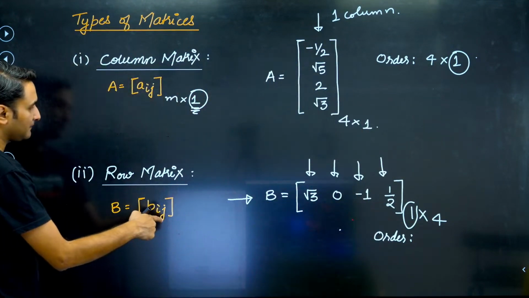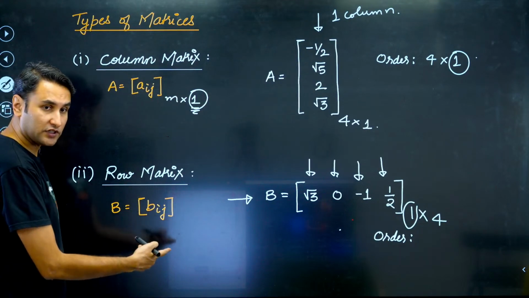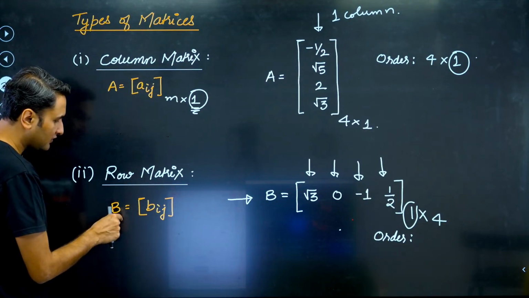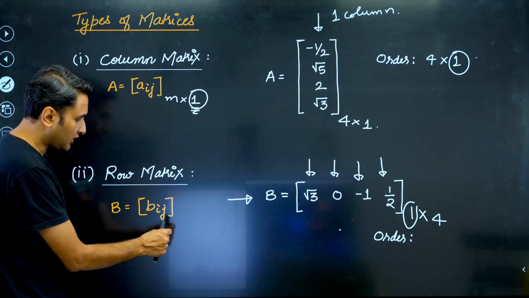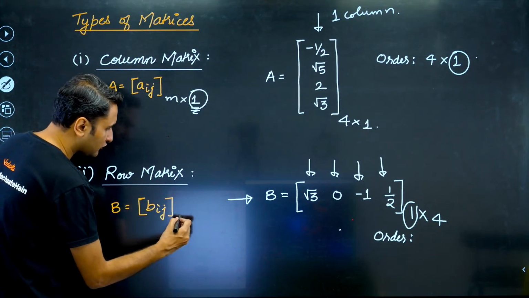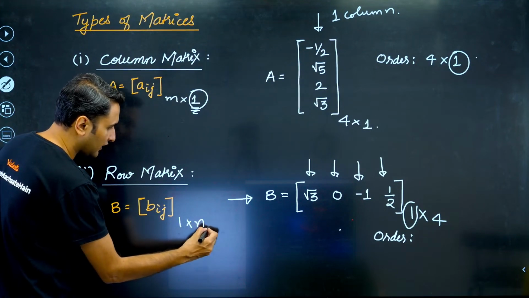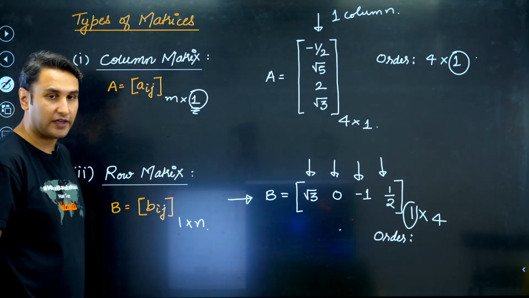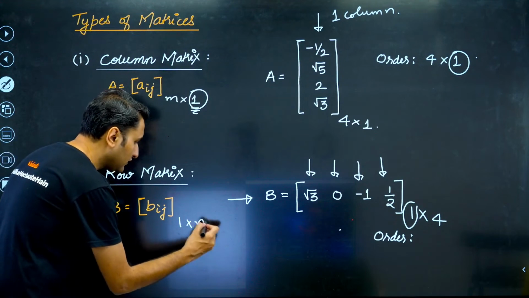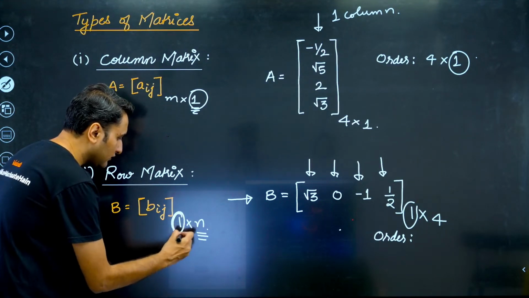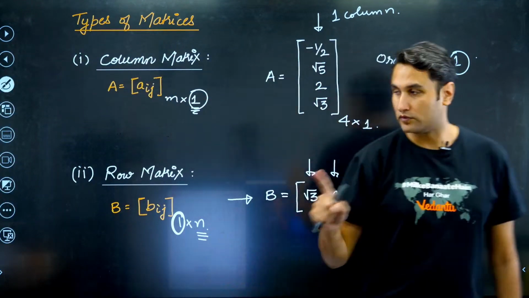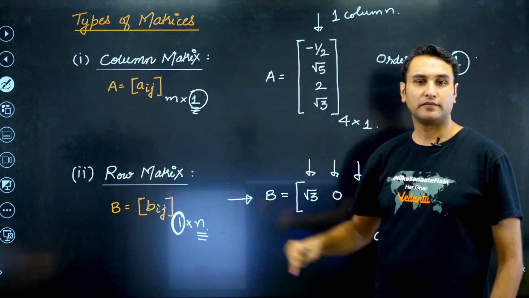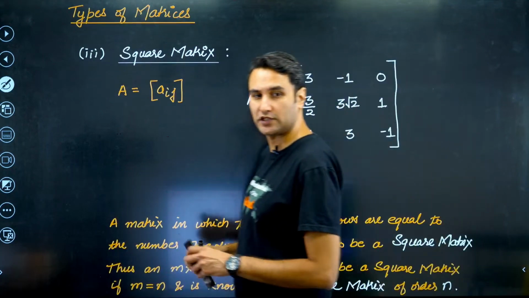In the basic definition, a matrix defined by all the elements bij such that the order is 1 by n, then since the row is 1, it is a row matrix. One row. Clear? This is pretty simple, nothing special here.